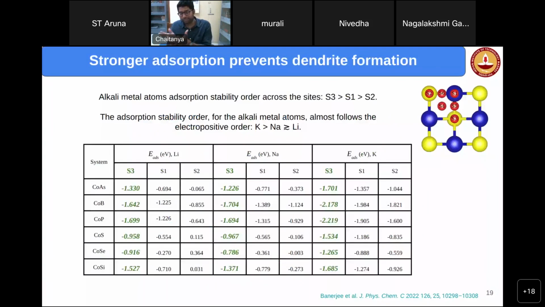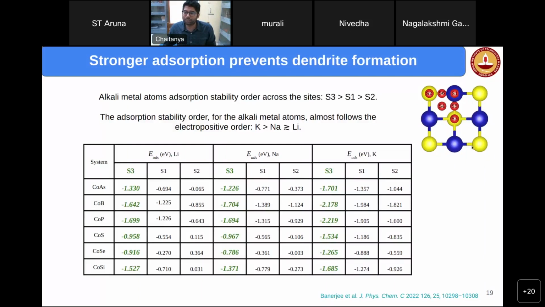After we understand that these are good electrical conductors, the next thing that we need to understand is how tightly this material is able to bind these metal atoms. Here we have considered all 6 different kinds of cobalt anti-MXenes, and for each of these we have calculated the adsorption energy of lithium, sodium and potassium. These are separate calculations, and once you consider this surface, the surface will have many sites for the metal atom to be adsorbed. So we have considered these 6 metal atom adsorption sites. These are the symmetric sites, the different kinds of sites that are possible on this anti-MXene.